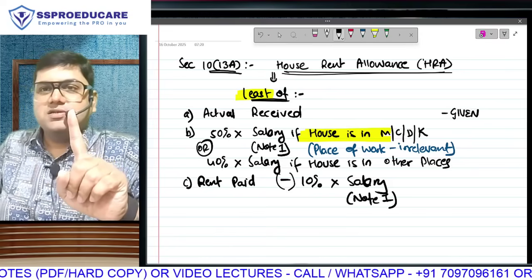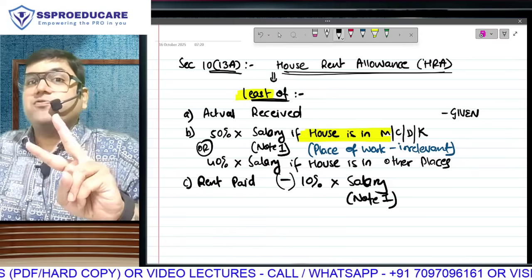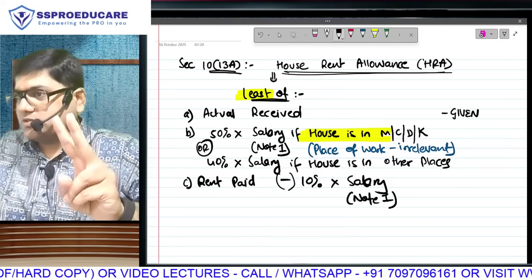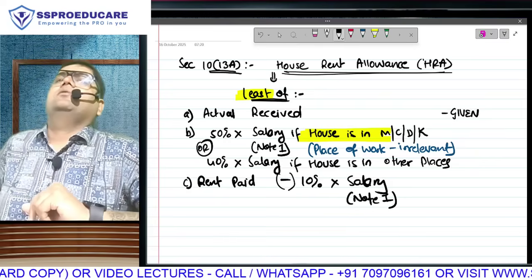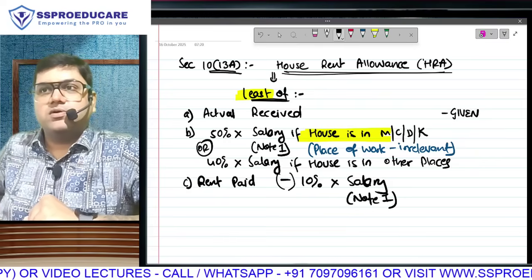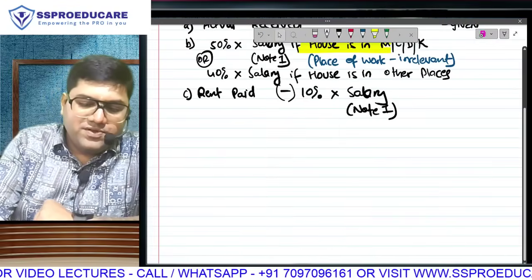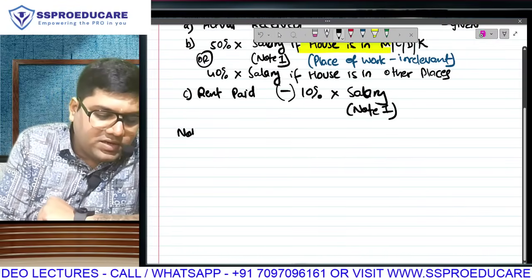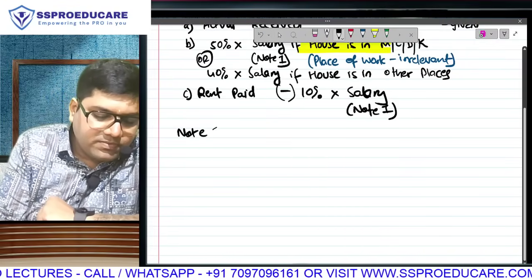So the first limit is the actual receipt. The second will be 50% or 40% based on the place of the house, and the third will be rent paid minus 10% of salary. Out of the three, whichever is lowest is going to become your exemption. Obviously, we will be able to complete this only after we make our note.